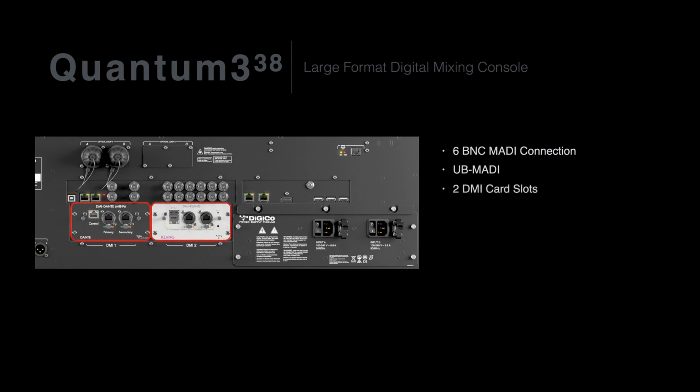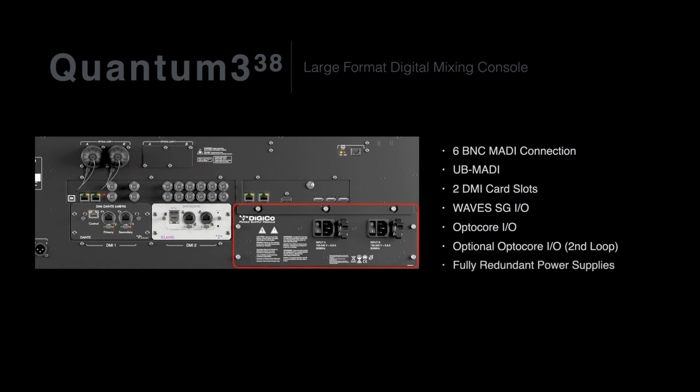We have 2 DMI card slots, and then we have a dedicated Waves I/O port on here. This is 64 channels of Waves at 96K. You also have Opticore as standard on the Quantum series, and then you have a second Opticore optional loop. That means if everything I told you about Opticore was not enough, you can do this times 2.